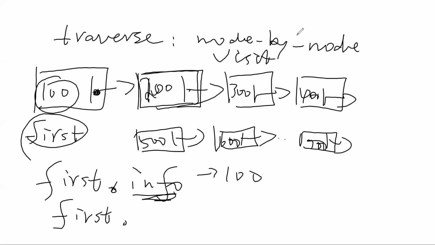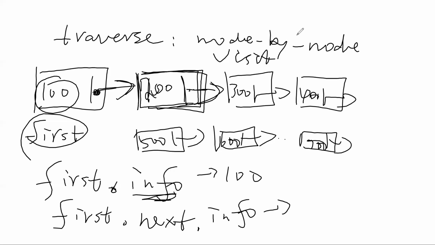So through its next, the first .NET is going to be this node. Now you know the second node. And then you can get its info, which will give you 200. And then how can I get to the 300? Oh, you see, 300, that should be simple.